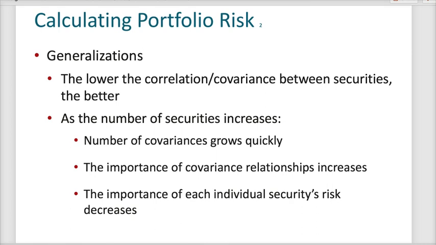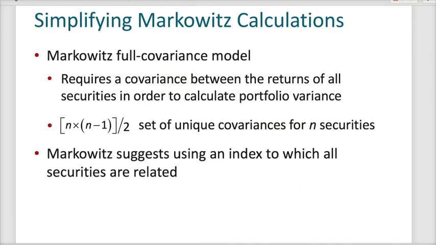So the importance of this covariance relationship is going to increase as well, and the importance of each individual security risk is going to decrease as we add more stocks to the portfolio, which is basic common sense.